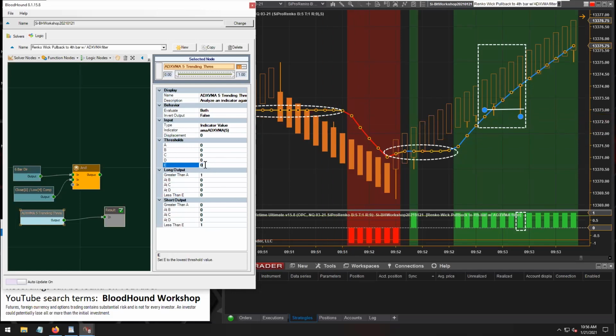So E is set to 0. So negative one is less than 0. So that's why our long output is greater than A and our short output is less than E, right? And so we can simply see on the chart, bingo, whenever the line changes colors, we're getting the appropriate long or short output.